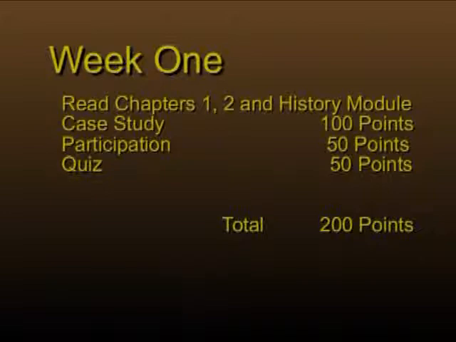For session 1, you'll read chapters 1 and 2 and the history module. You'll complete a 3-page case study worth up to 100 points. You'll actively participate in the class discussion worth up to 50 points, and you'll complete a session quiz worth up to 50 points. The total possible point value for session 1 is 200 points. Sessions 2, 3, and 4 are very similar to the first session.